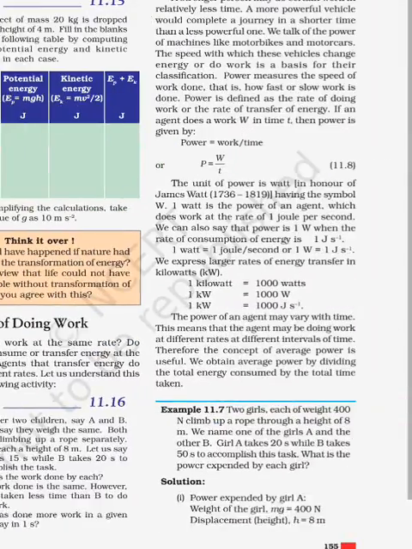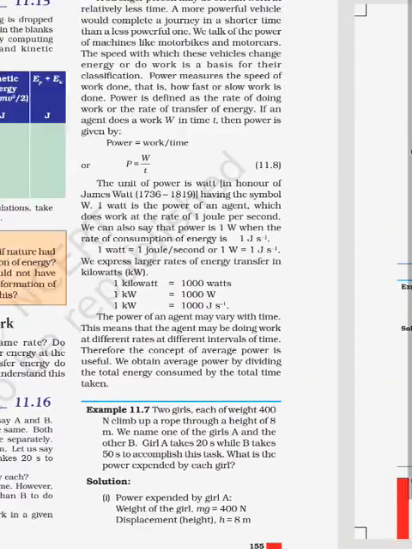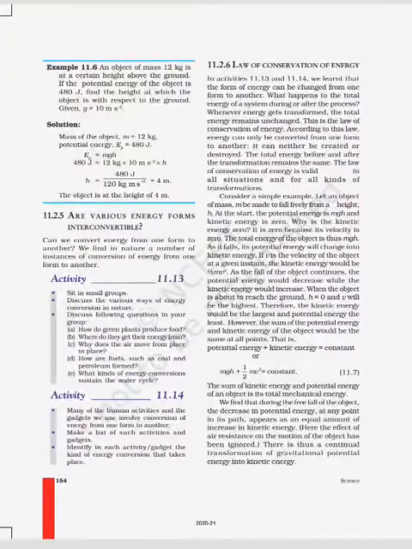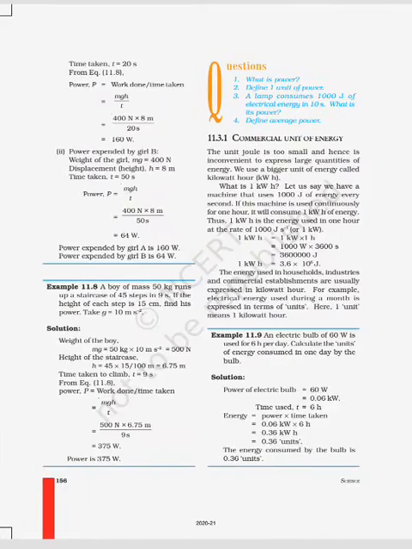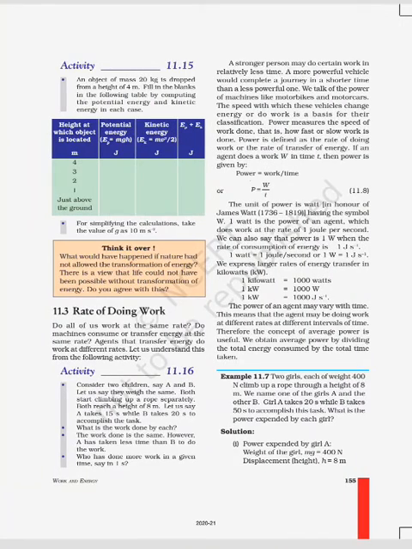So now I think this will be the last or second last topic of the chapter, rate of doing work. So what is this rate of doing work? Work upon time. Rate of doing work means work upon time. Actually rate of doing work is nothing but power. So power, what is power? Power is rate of doing work.